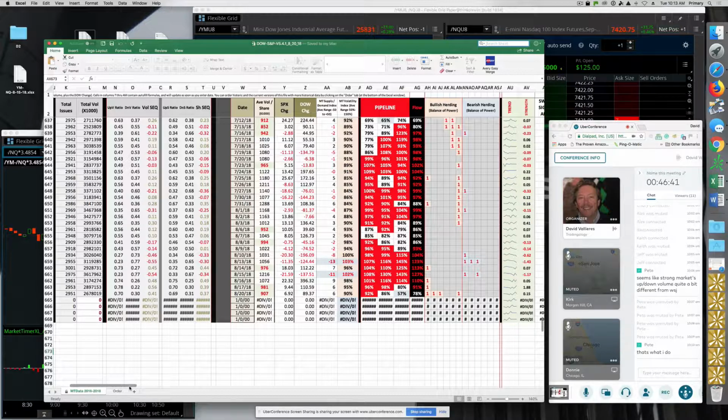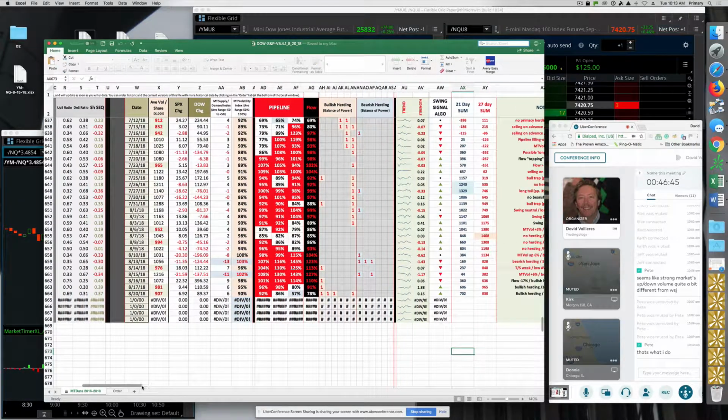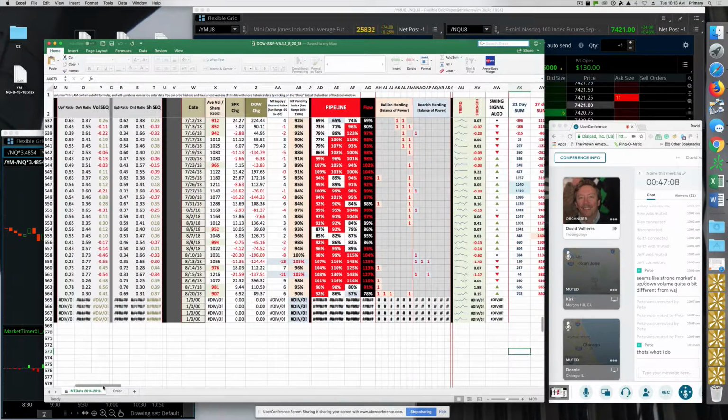Or a continuation of the advance. Okay, then we get into the actual signals. Anything after this black column and the gray column are the signals generated by the inputs. These are the only inputs they use. They don't use any other inputs, the same ones that you would input: price data, up-down issues, advancing issues, declining issues, volume.